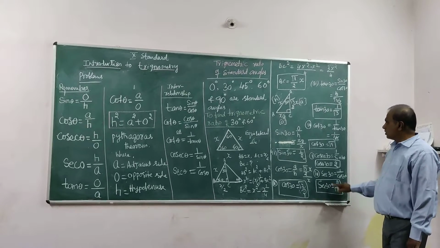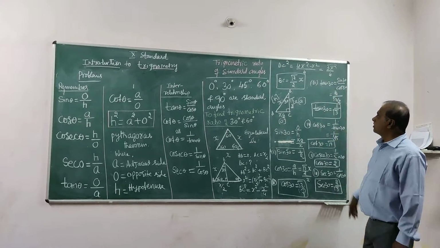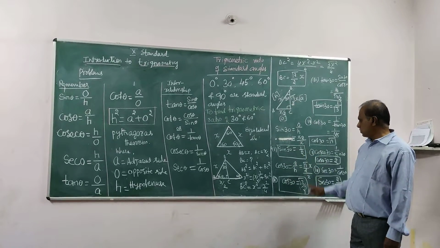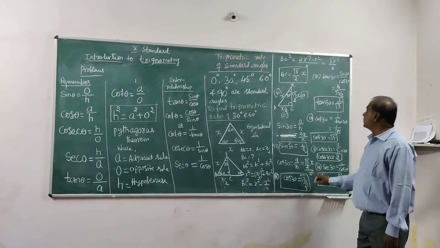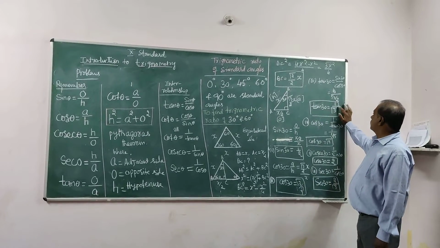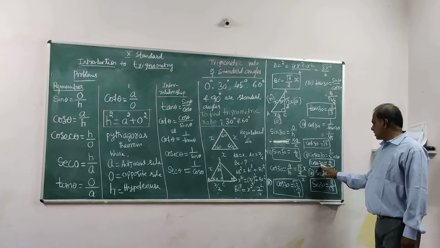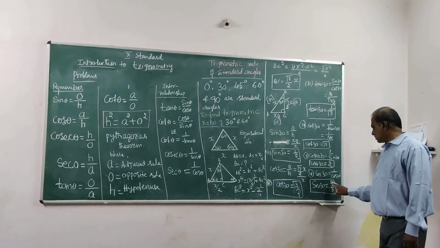Look at that. All trigonometric ratios are evaluated for 30 degree. Sin 30 is 1 by 2. Cos 30 is root 3 by 2. Tan 30 is 1 by root 3. Cot 30 is root 3. Cosecant 30 is 2. Secant 30 is 2 by root 3.